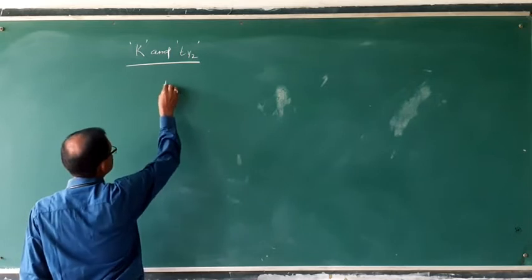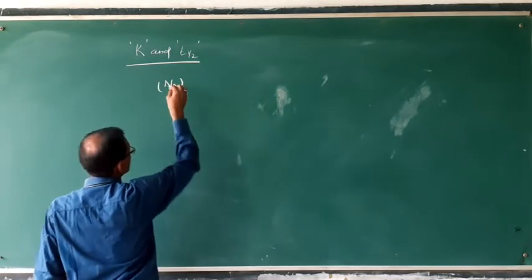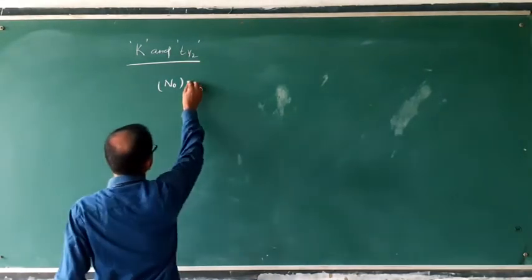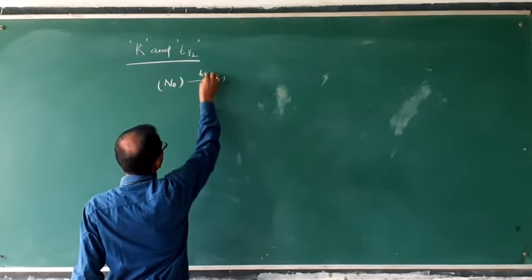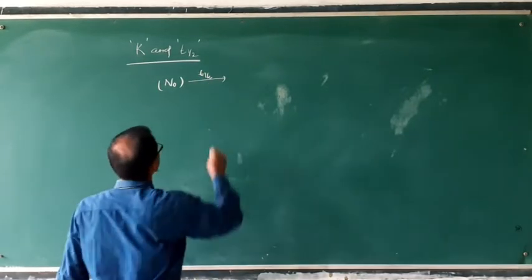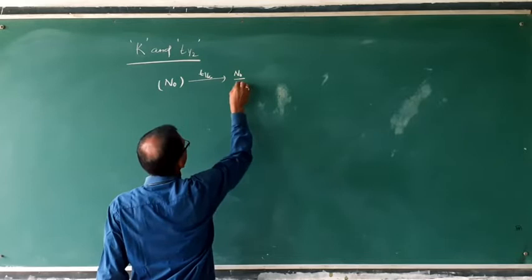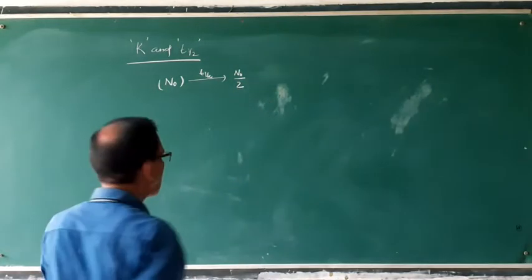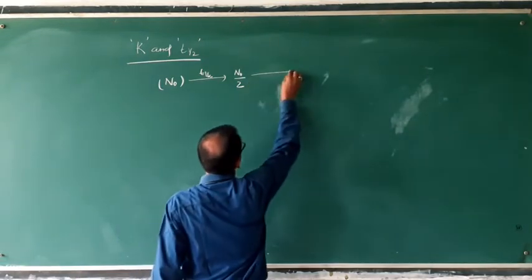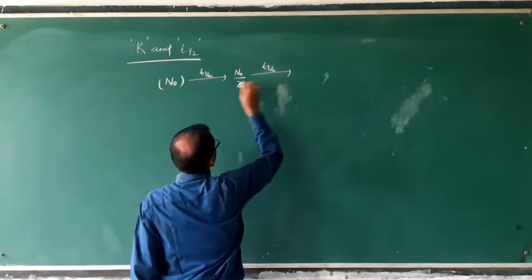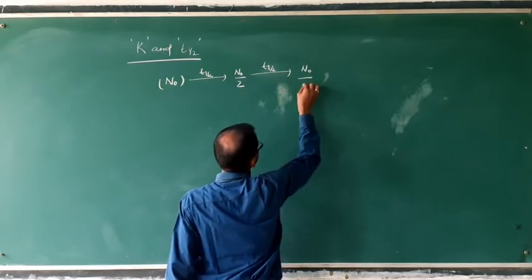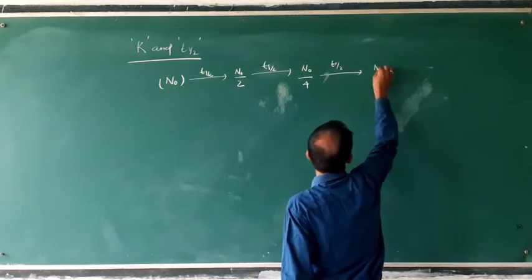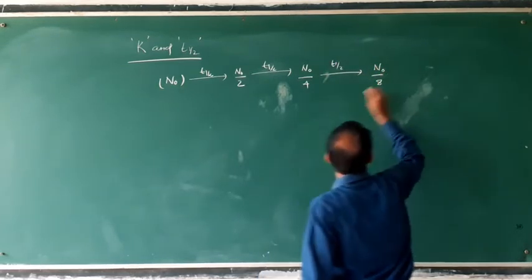Let N0 be the mass of substance taken initially. For the first T half, the value will be N0 by 2, because half will be consumed and half will remain. Then for the second T half, it will be N0 by 4. Third T half, it will be N0 by 8, like this.